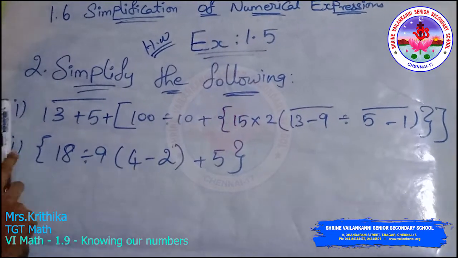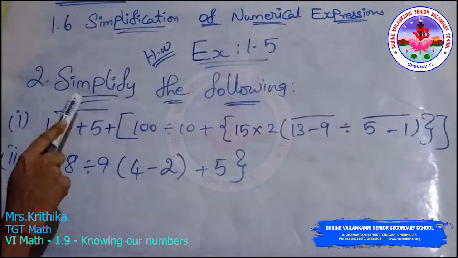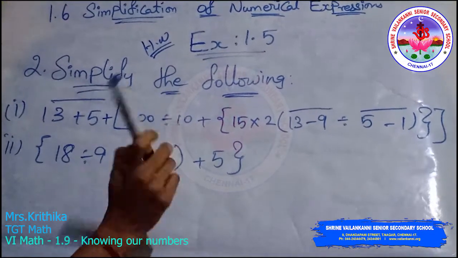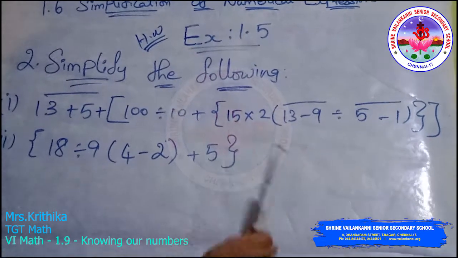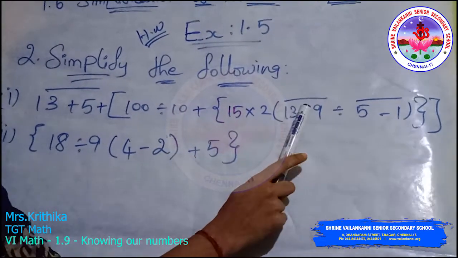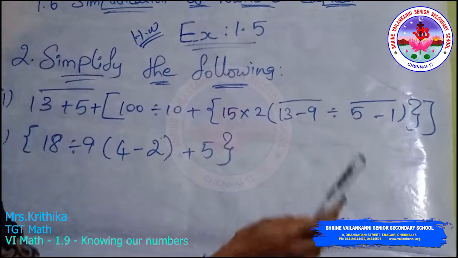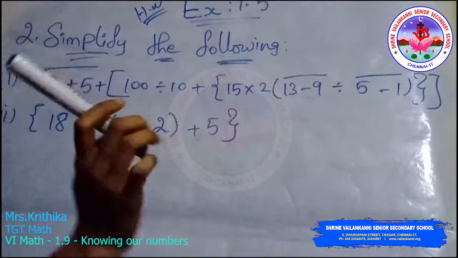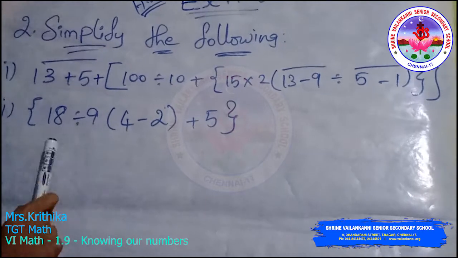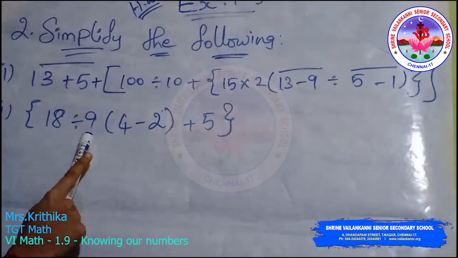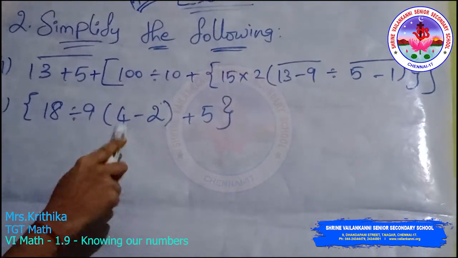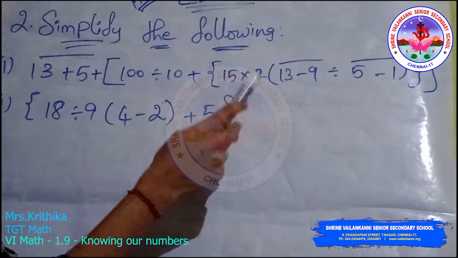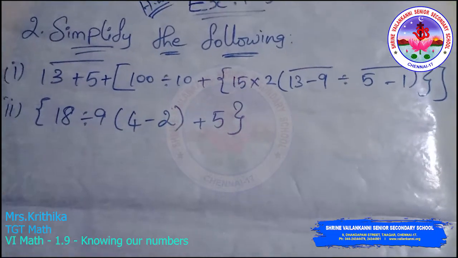Homework, second question. Simplify the following. First one is 13 plus 5 bar plus bracket open 100 divided 10 plus bracket open 15 into 2 bracket open 13 minus 9 bar divide 5 minus 1 bar. Close all the brackets. Second question, bracket open 18 divided 9 bracket open 4 minus 2 close the bracket plus 5 close the curly bracket.